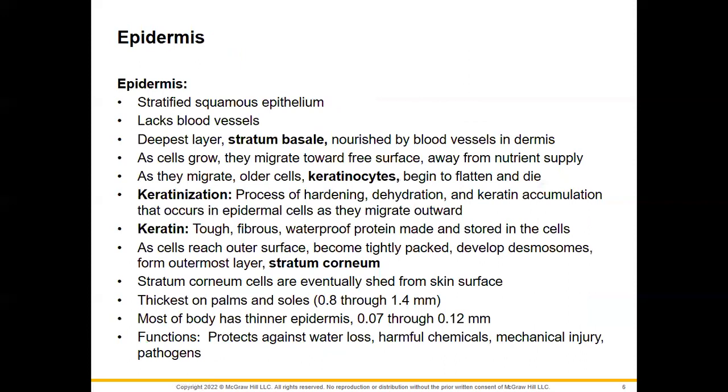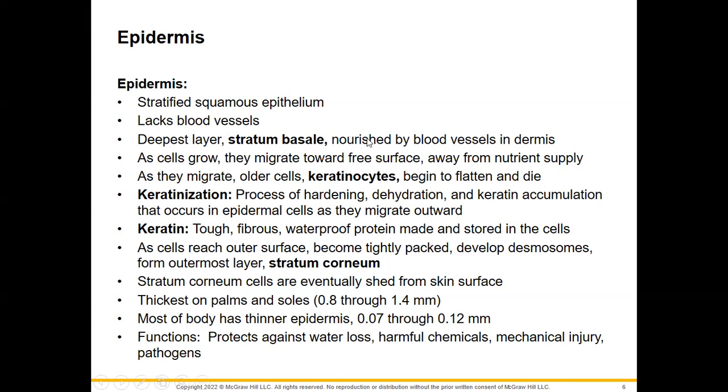So let's talk more about the epidermis. The epidermis, as we mentioned, is composed of stratified squamous epithelium. It lacks blood vessels because that is a characteristic of epithelial tissues. The deepest layer of the epidermis is called the stratum basale. Stratum, we want to think of as a layer. Basale, to me, sounds like base. So that is going to be the base layer or the deepest layer of the epidermis.